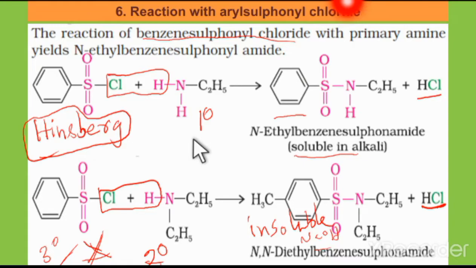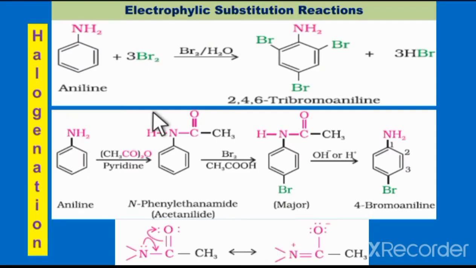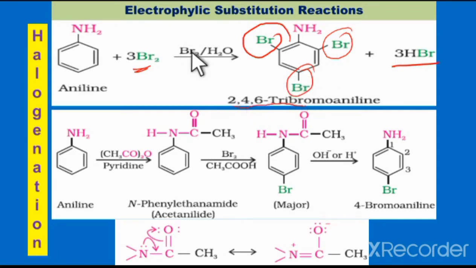Next are the electrophilic substitution reactions. The first one is halogenation. When aniline is treated with bromine water, that is Br2 in the presence of water, we get 2,4,6-tribromoaniline. During this bromination, bromine is introduced at the 2, 4, and 6 positions, in addition to hydrogen bromide. To obtain substitution particularly at the para position, we need to protect this amine group.